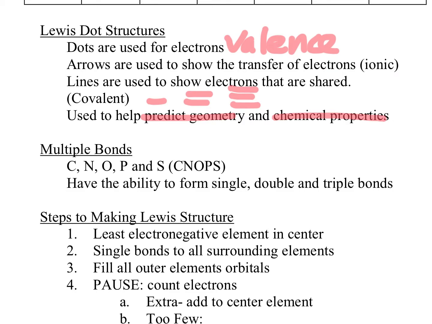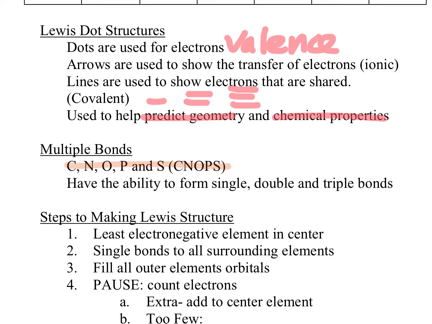Multiple bonds. This is an insiders group only, CNOPS. They are the only ones that are capable of doing multiple bonds, having doubles and triples. And once again, we'll look at their electronegativity to see why. All of these are pretty electronegative. They're not as electronegative as fluorine, but fluorine can't do a double or a triple bond because there's not enough locations for those additional electrons. Fluorine only needs 1 more electron, so it wouldn't do a double bond. That would add too many electrons to its full orbitals.